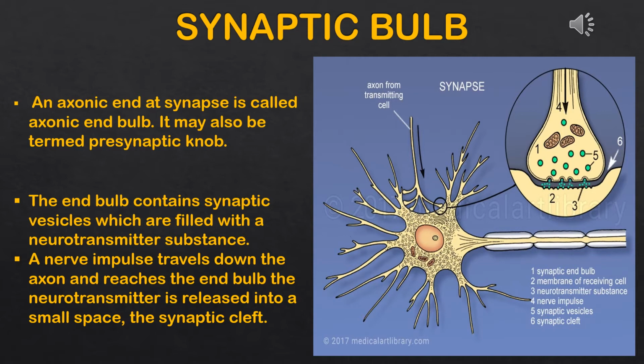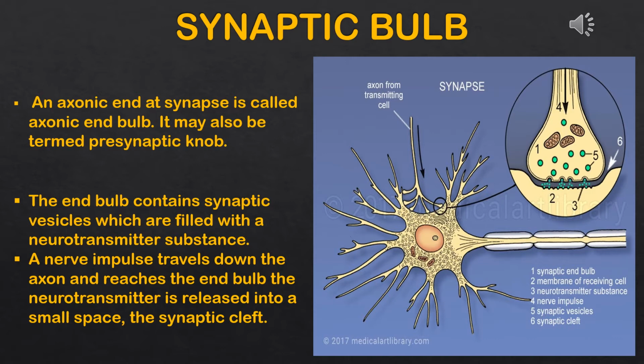So, the last 3 points are the points that you can write in the exam for your answer. Now see the diagrams. Synapse has been shown. Synaptic cleft. See the index. Number 1 is synaptic end bulb. Number 2, membrane of receiving cell. Number 3, neurotransmitter substance, that small green colored round one. Okay. Number 4, nerve impulse.